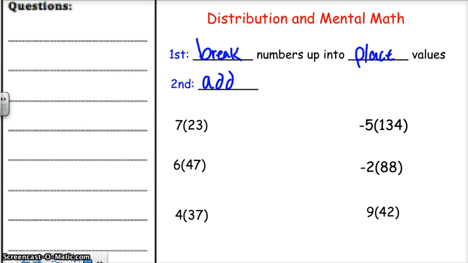For instance, if I said to do 7 times 23 in your head quick, you're like, no, I need some paper or whiteboard. But you can rewrite this as 7 times 20 plus 3. That's expanding. That's making it into its place values. The 2 represents 10, so 20. The 3 represents 1s. Now I can distribute. This would be 7 times 20 is 140, plus 7 times 3 is 21. I can quickly add that together to get 161.